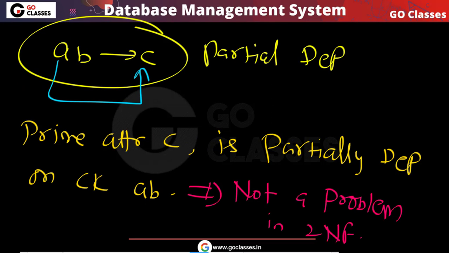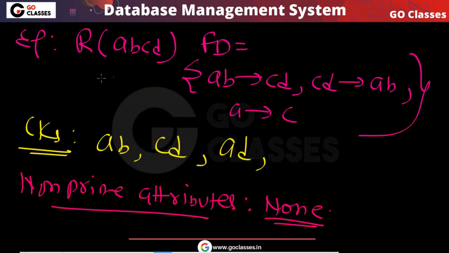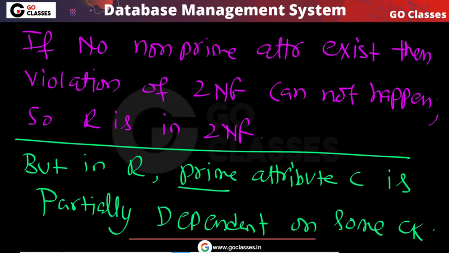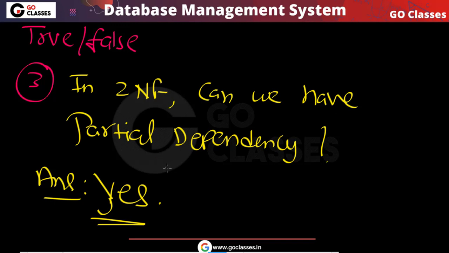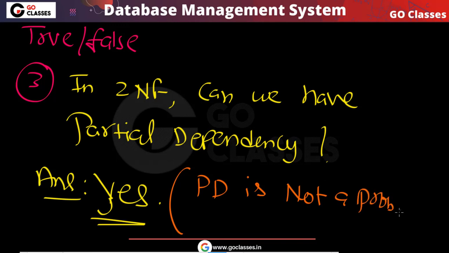I told you this relation is in 2NF, but still there is a partial dependency: the prime attribute is partially dependent on a candidate key. So partial dependency is not a problem. The partial dependency of a non-prime attribute on a candidate key is the problem. Partial dependency as such is not a problem in 2NF.